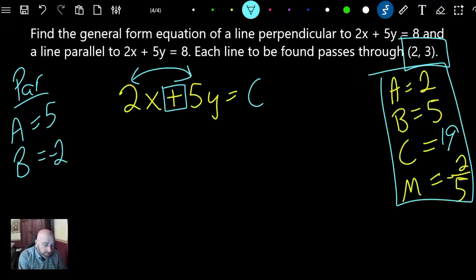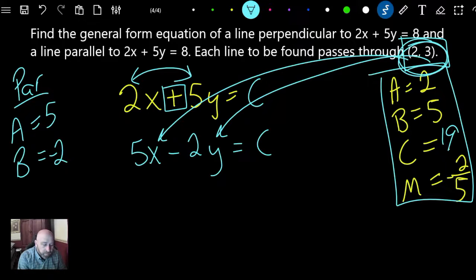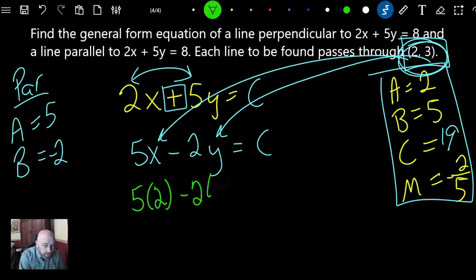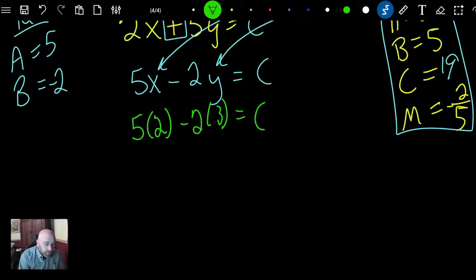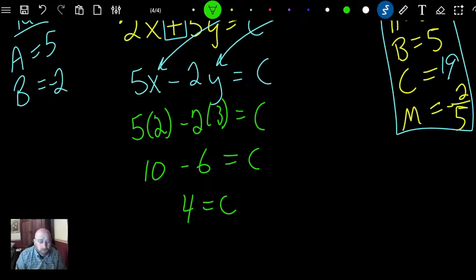So here's what we have. We have 5x minus 2y equals c. Now all we have to do is plug in our 2, 3. Just plug your point back in. So 2 goes there, 3 goes there. We end up with 5 times 2 minus 2 times 3 equals c. And then you just go ahead and solve that out. And you would get, let's see, 10 minus 6 equals c. 10 minus 6 is 4 equals c. So in this case, 4 equals c.